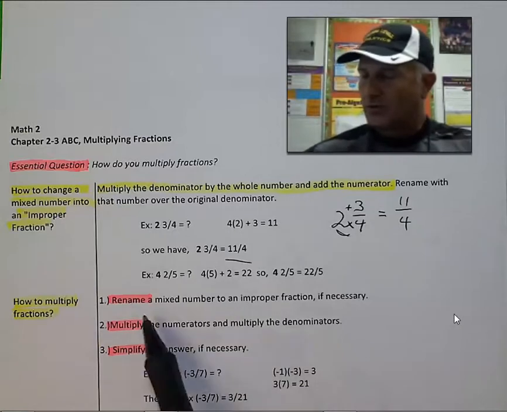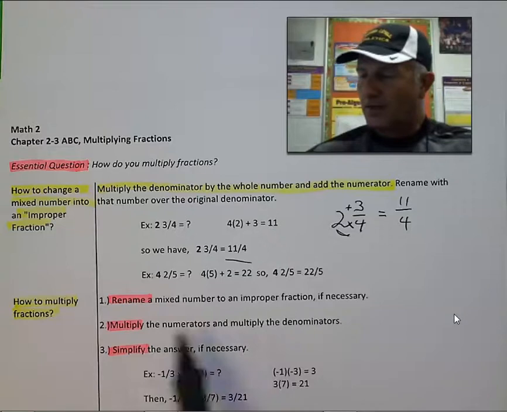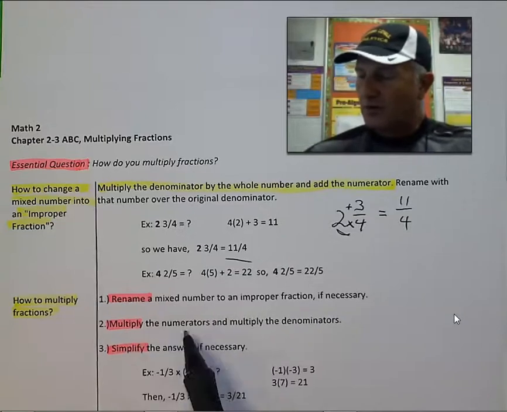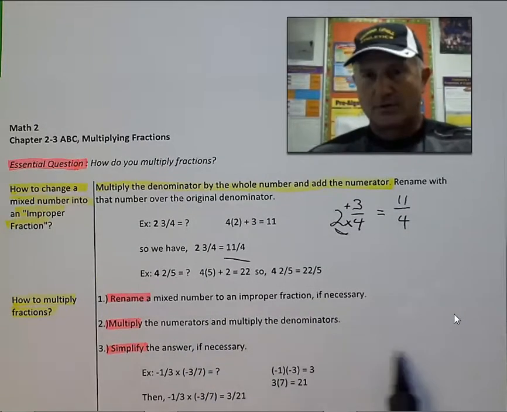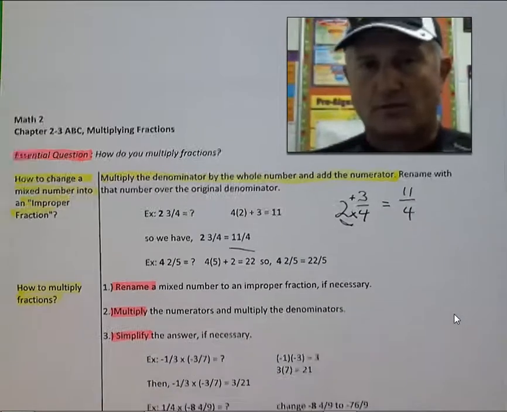First thing you want to do is rename a mixed number to an improper fraction if you have to. Then multiply straight across. You multiply the numerator straight across and you multiply the denominator straight across. And then simplify your answer. So let's take a look at some examples here.